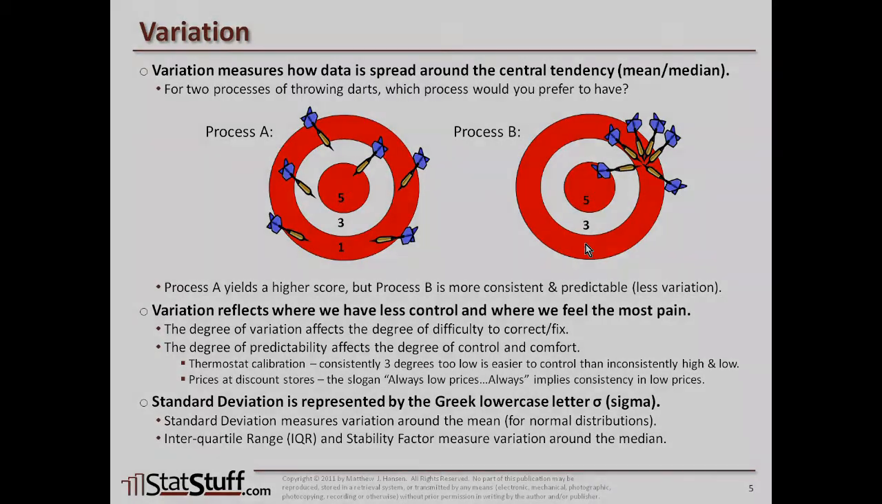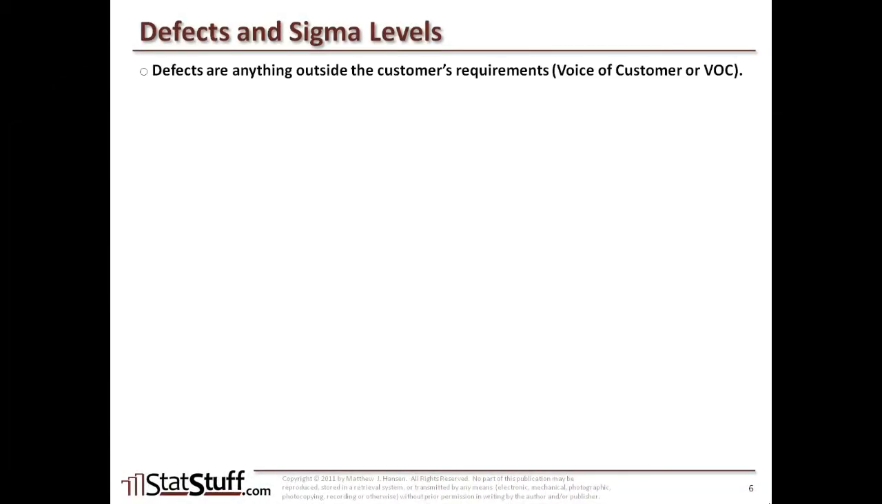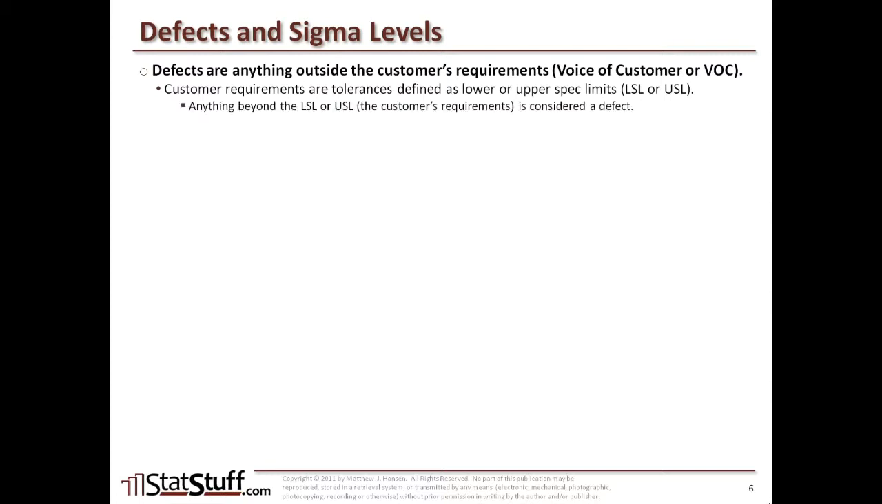All right, now let's go a little bit deeper and talk about defining defects and sigma levels. Well, we would say that defects are anything that goes outside of the customer's requirements, and we would define the customer requirements as the VOC, or voice of the customer. The way we define those requirements, it would be measured in terms of tolerances by a lower or upper specification limit, or an LSL or USL. And anything that goes beyond the lower spec limit or upper spec limit, which defines the customer's requirements, is considered to be a defect.